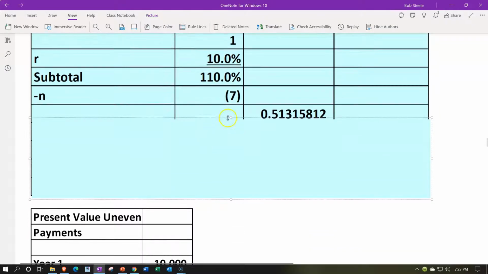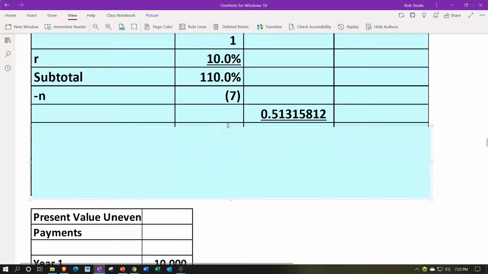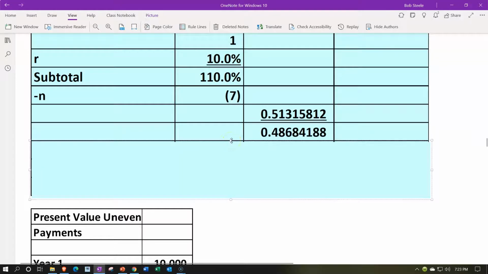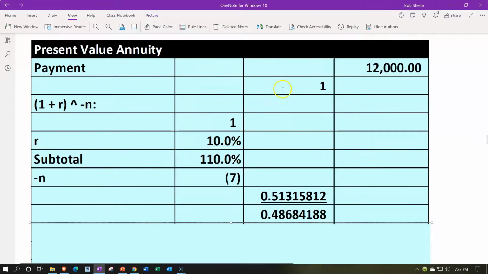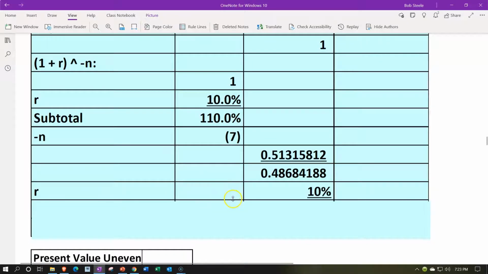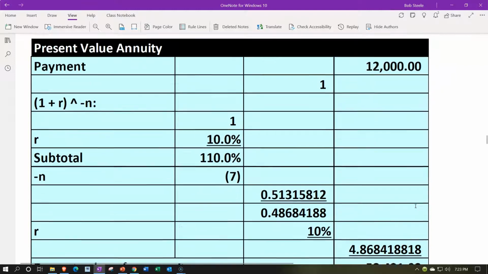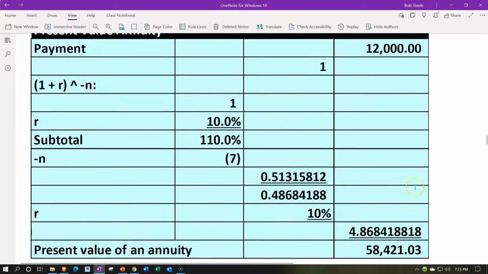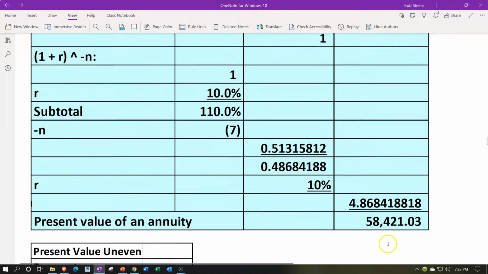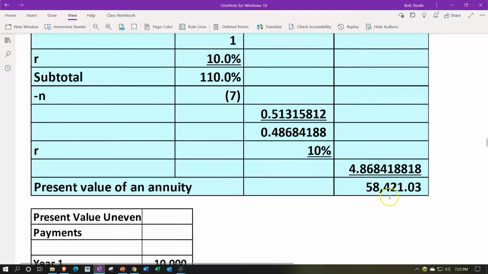So 110 to the power of negative 7 is 0.513 and so on, about. And then we're going to take 1 minus that number, which gives us 0.486841 and so on. We take that and divide it by the rate again, 10%. That then gives us this number to the right. And then we could take the 12,000 times that number, which gives us the 58,421.03. This number right here is what we would kind of expect to be on the table as well.